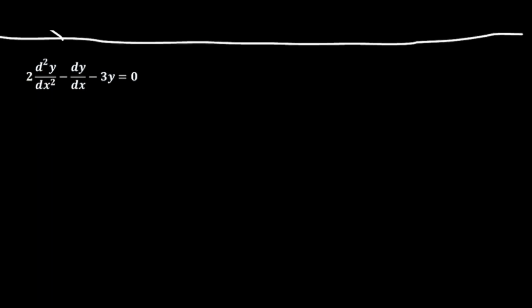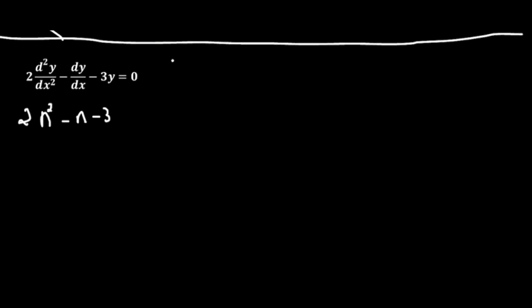Okay, so this is our first example. Whenever a second order differential equation is given to us in this form, we first of all need to look for our characteristic equation. So normally, whenever we see the second derivative, then this will simply be 2n squared minus n minus 3.